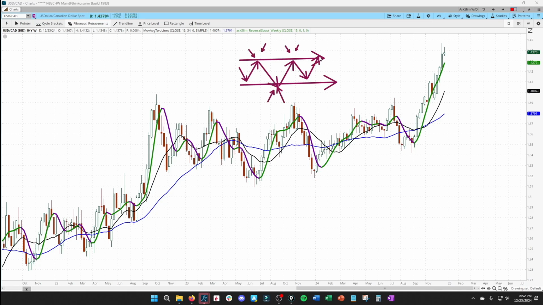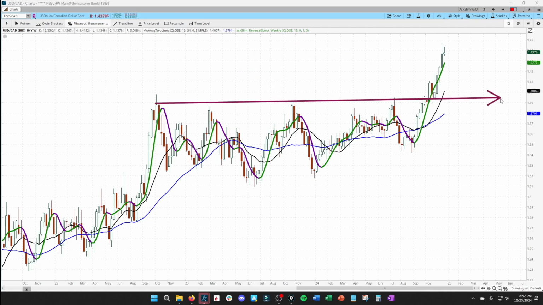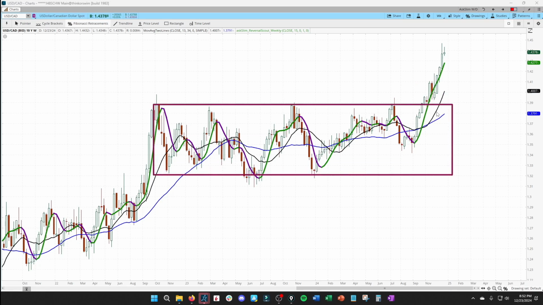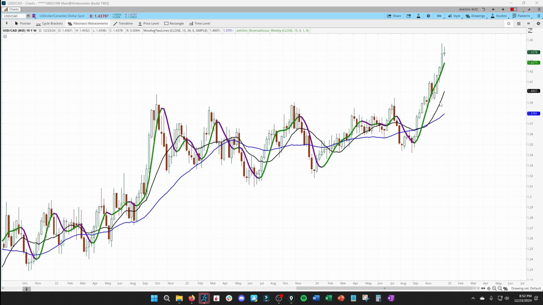And then when you break out of range, you can either break out and go, or you get a breakout test and go, right? What happened here? Draw your horizontal lines. We got a breakout test right there. This is your range. This is your breakout test. So you can see the same patterns set up all over the place. This is one that was really quite clear.